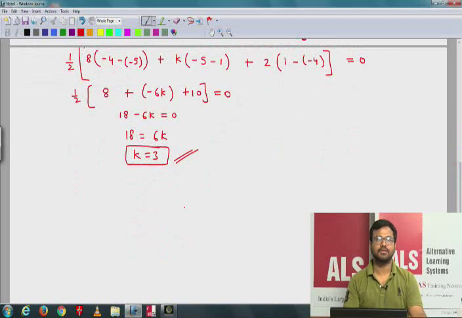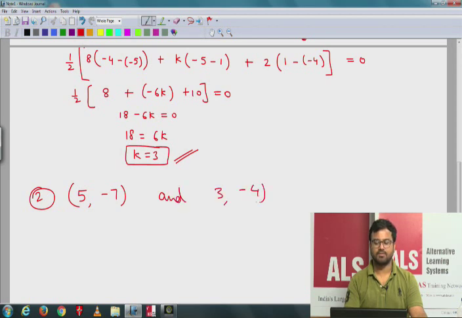Now try this question. You have to find the distance between 2 points, if the points are 5 comma minus 7 and 3 comma minus 4. Let me tell you once again, to find the distance between 2 points, the 2 coordinates should be given. So this is coordinate 1, 5 comma minus 7, and this is coordinate 2, 3 comma minus 4.